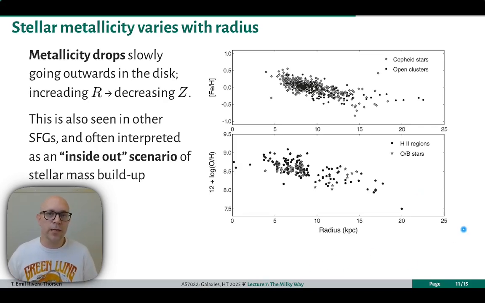This metallicity gradient throughout the disk is something we also see in other star-forming galaxies, and we often interpret this as a so-called inside-out scenario of stellar mass buildup, where star formation starts in the central parts of the galaxy and then slowly over time propagates outwards. Meaning that in the central part, the stars there have had more time to go through multiple generations of stars and with the chemical buildup that comes with that, whereas in the outer parts, they are kind of falling behind on that chemical buildup front.